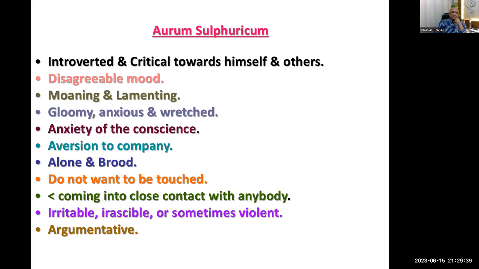It looks like muriaticum, but they are having egotism. That is very typical of sulphur when it gets attached with Aurum. They do not want to be touched. That much ego is there. Aggravated by coming into close contact with anybody. They are rather irritable, irascible, sometimes violent, argumentative. That is very important. They make arguments with others. That is where the ego of sulphur comes out. So it is a sorosyphilitic remedy. The psora of the sulphur comes up.